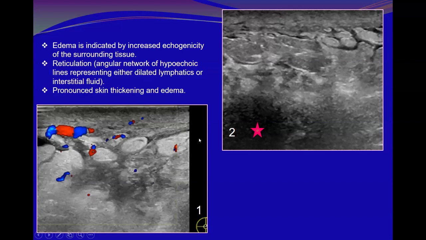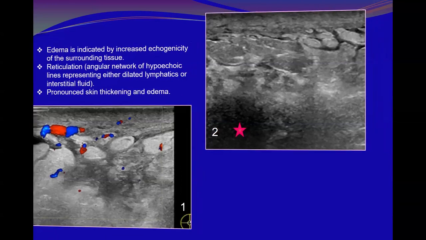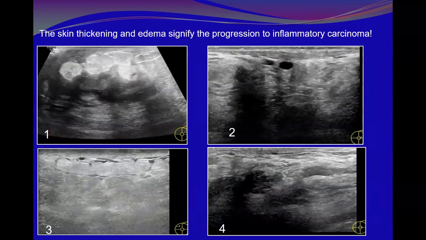One more case. Here we can see a mass. These are two cases. Here also look for the swollen hyperechoic tissue, and in this example we can see lesions, actually a mass. It has a convex border. Diffuse increased echogenicity and the network of fluid, pronounced skin thickening and edema.